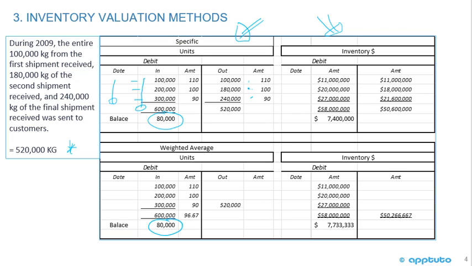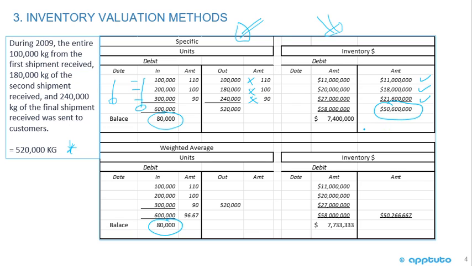So let's start with the specific identification. The text says that the entire 100,000 from the first shipment was sold. So we know 100,000 times 110 equals 11 million. 180,000 of the second shipment was sold. 180,000 times 100 is our 18 million. And 240,000 from the last shipment times 90 is 21,600,000. So you can see here I'm crediting out the kilograms, and here I'm crediting out the dollar value. So my cost of goods sold, debit cost of goods sold, credit inventory, is going to be 50,600,000 using the specific identification method.